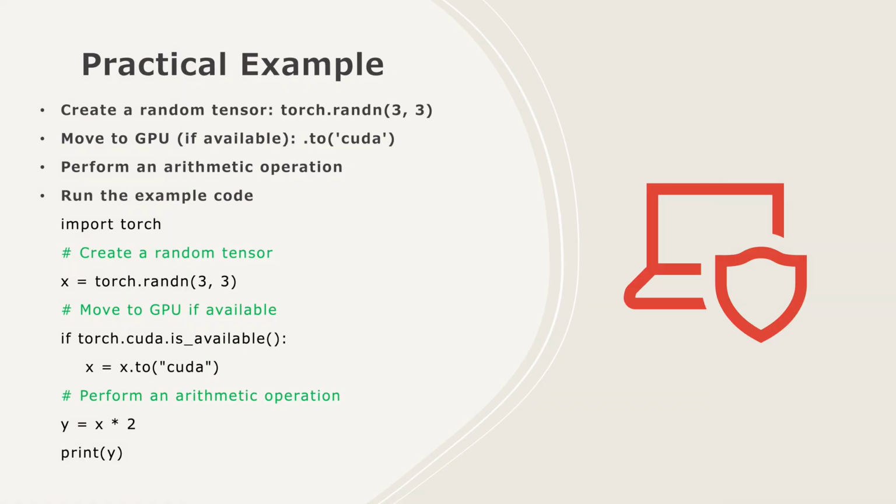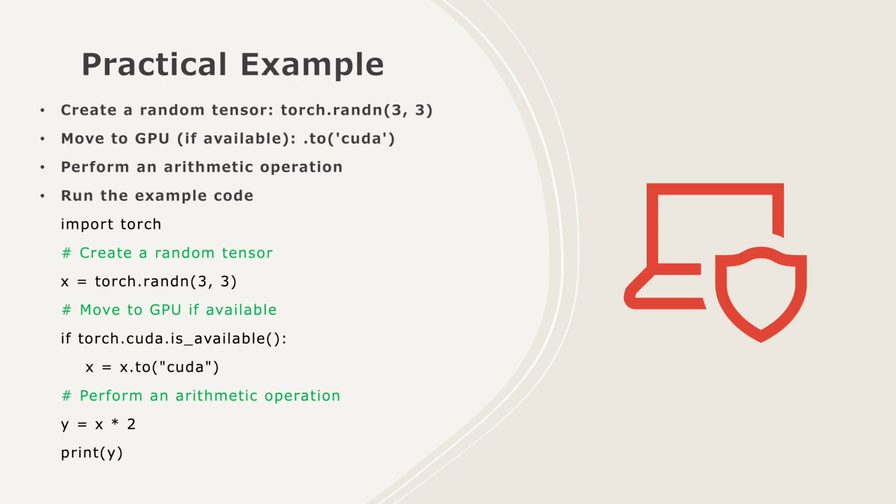Let's look at a quick practical example to connect everything we've learned. Here, we start by importing the Torch library, which gives us access to all of PyTorch's core functions. Next, we create a random tensor using torch.randn with a shape of 3 by 3. This produces a small grid of random numbers, which we can use to test operations.